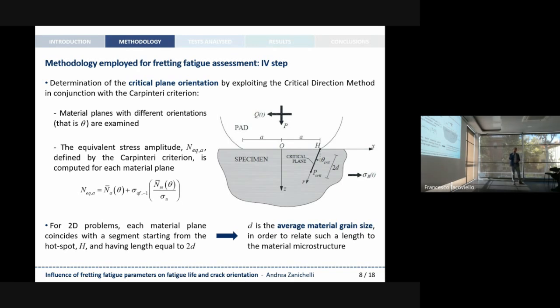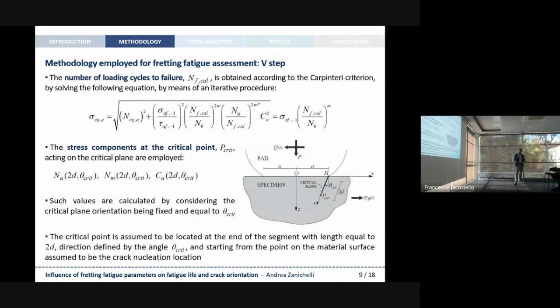this methodology, such a parameter is the equivalent stress amplitude, defined according to the Carpinteri criterion as reported here. Well, for bidimensional problems, each of those material planes coincides with a segment, as you can see here, starting from the hotspot on the contact surface, and with a length equal to twice d, where d is the average material grain size, in order to relate such a length to the material microstructure.